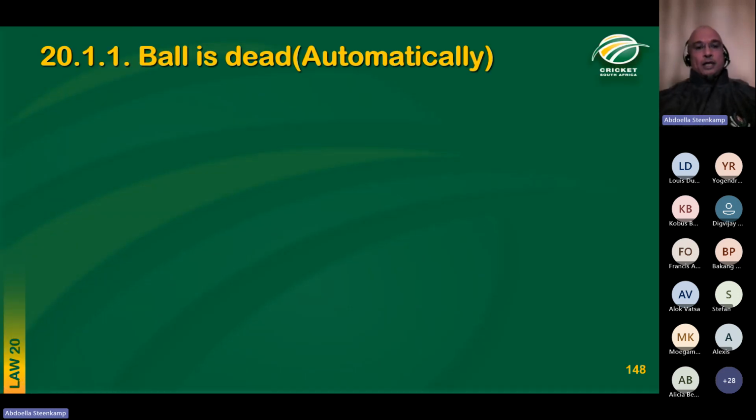Firstly, the law distinguishes between a ball automatically becoming dead. Something happens, and after it happens, the ball is then automatically dead. And then secondly, there are times where incidents happen and either umpire needs to call and signal dead ball to inform everyone that the ball is dead. So we'll first cover when the ball is automatically dead, and then secondly, we will cover when either umpire needs to call and signal dead ball.